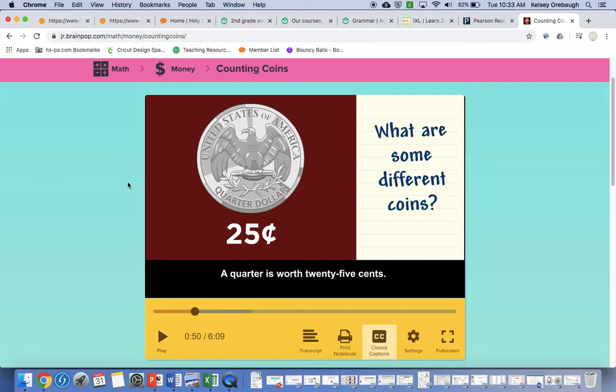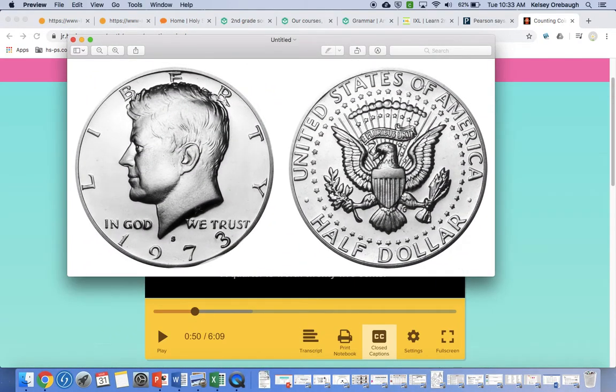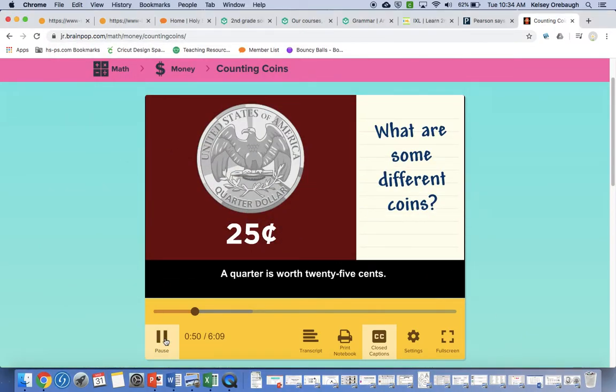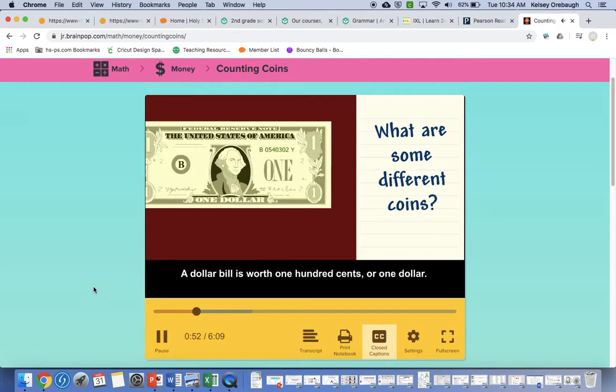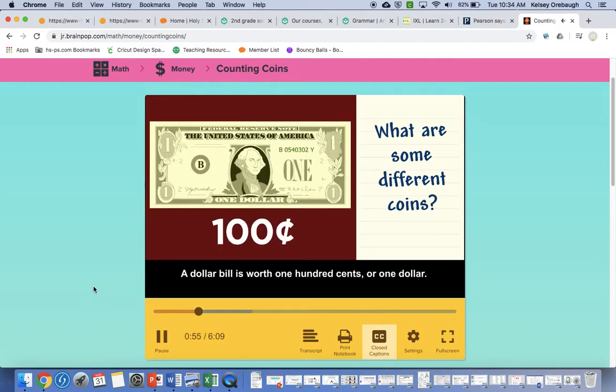I'm going to pause right here because the video does not show a picture of a $50, which is another one of our coins. I want to show you. This is what a $50 looks like. It's a pretty big coin. It's bigger than a quarter. It is silver. This is the front. This is the back. And a $50 is worth 50 cents. So it is the equivalent of 2 quarters, 50 cents for a $50. A dollar bill is worth 100 cents or $1.